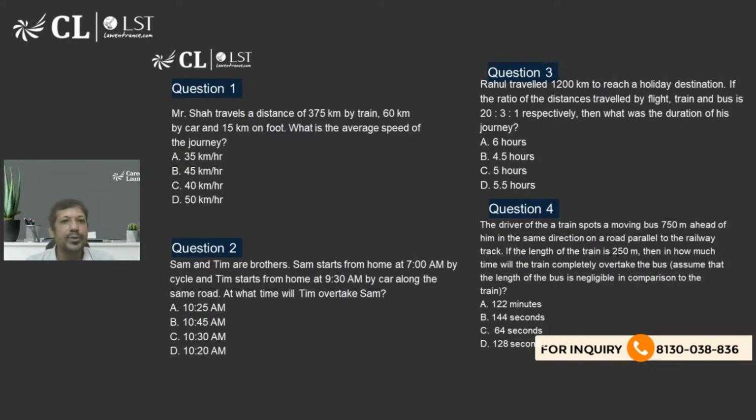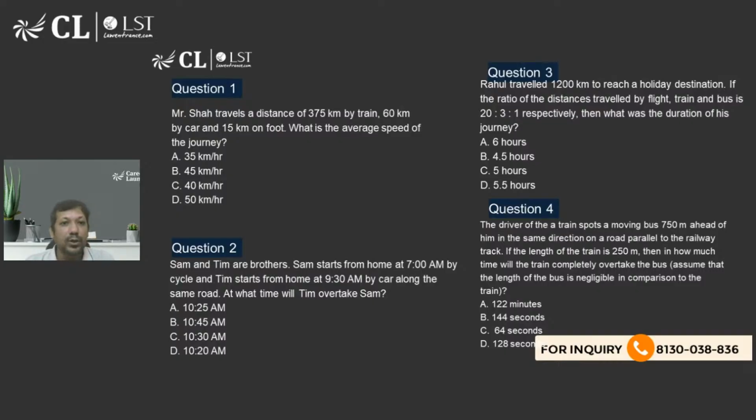Now the first question. If you see, every question contains some additional information, and without that, we can't solve this set. So it says Mr. Shah travels 375 kilometers by train, 60 kilometers by car, and 15 kilometers on foot. What is his average speed?